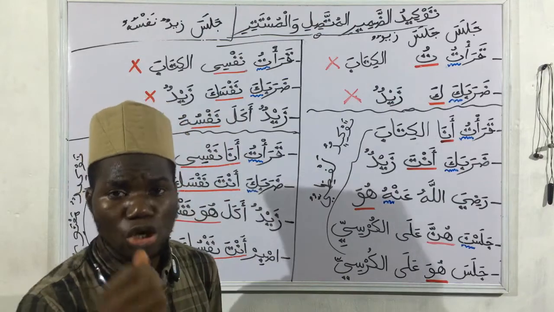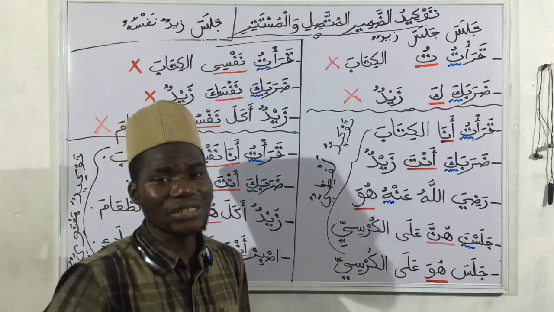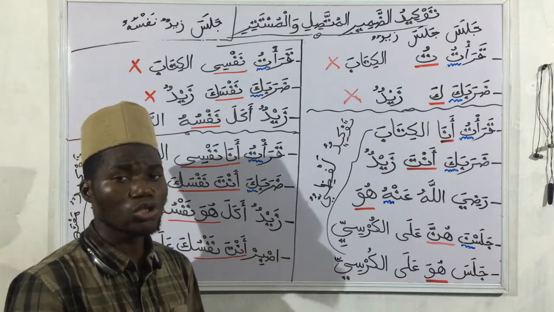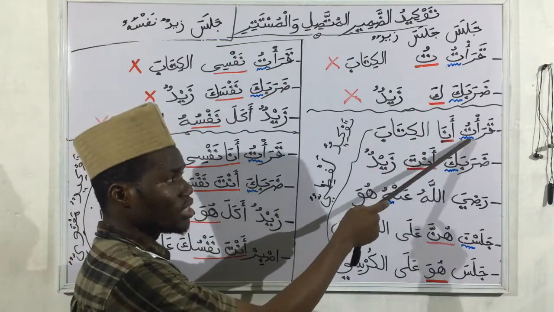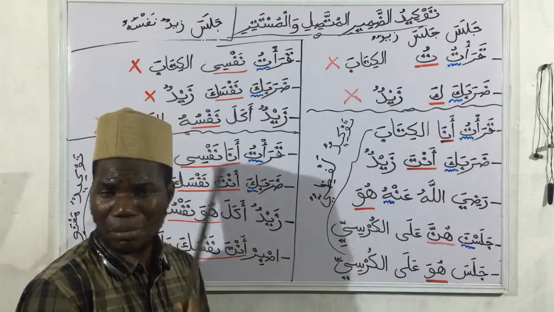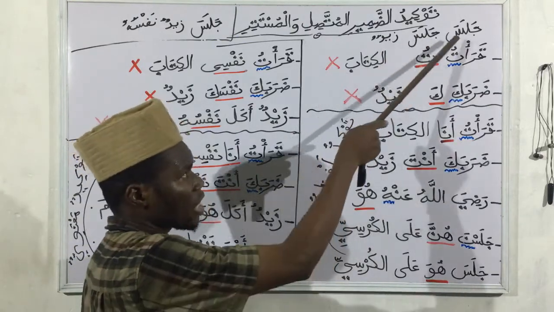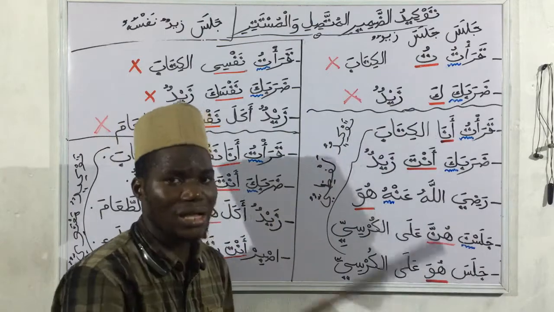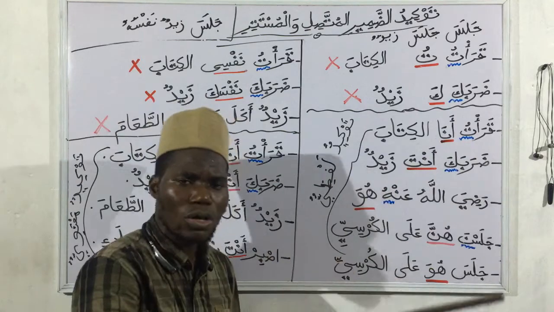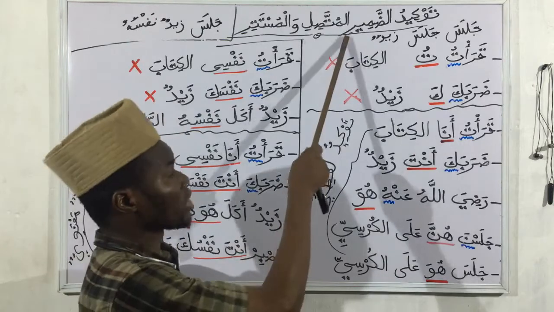The method to do taukid for all these attached pronouns is this. You see what I wrote here; I'm going to read this out. Taukid lafzi, you want to do emphasis on the wording, like the person that did the action. For example, "jalasa Zaidun". I want to re-emphasize this also, "katabtu". Am I saying "katabtu"? No. So how do you do it? It's by bringing a damir al-munfasil.